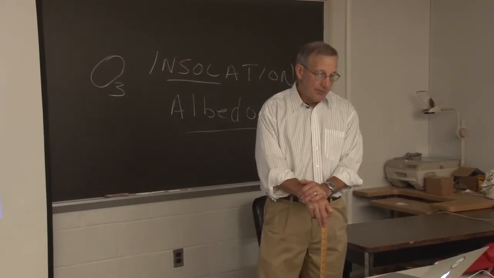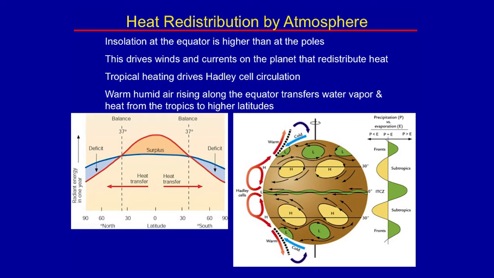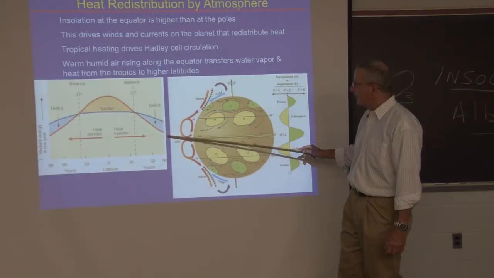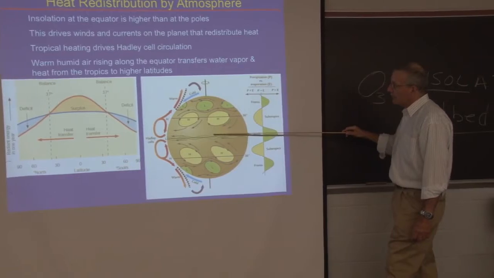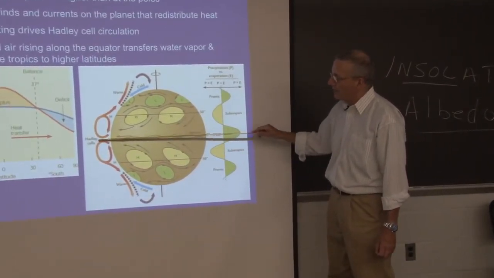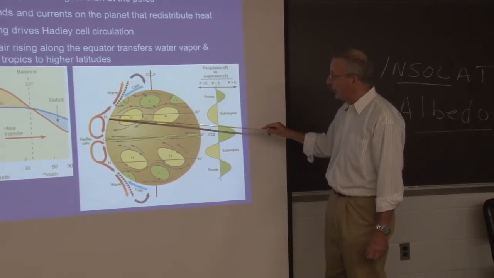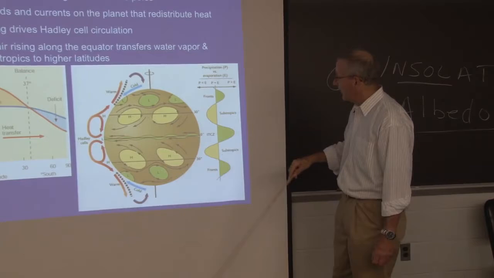More energy comes in at the equator and less energy at the poles. So we can see this energy balance, the heat surplus at the equator and the heat deficit at the poles. This drives global winds on the planet that redistribute the heat. The tropical heating drives what's called a Hadley circulation cell, with rising winds at the equator and descending winds at about 30 degrees north and south latitude.